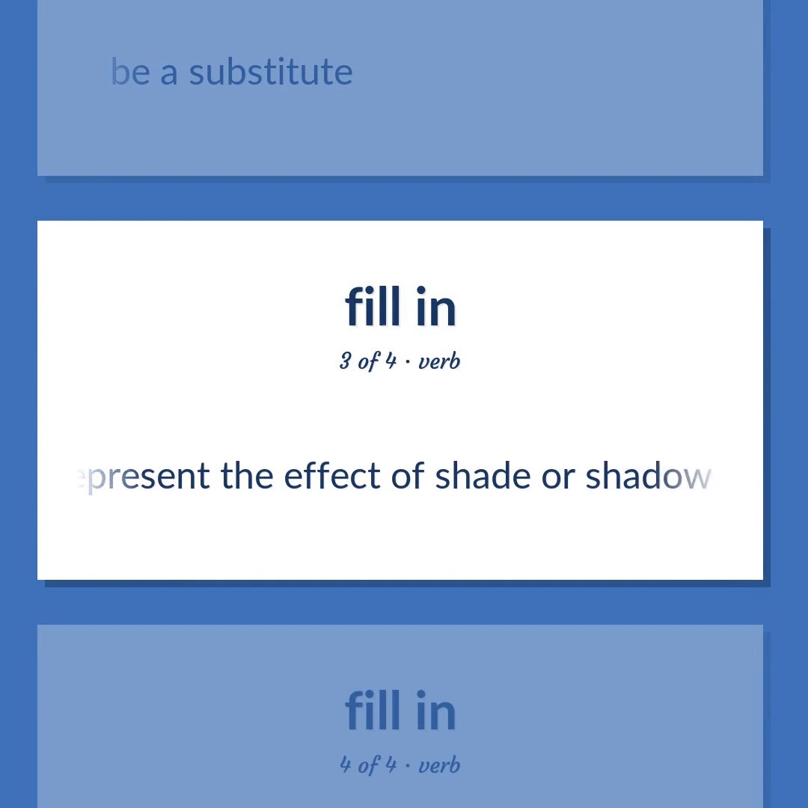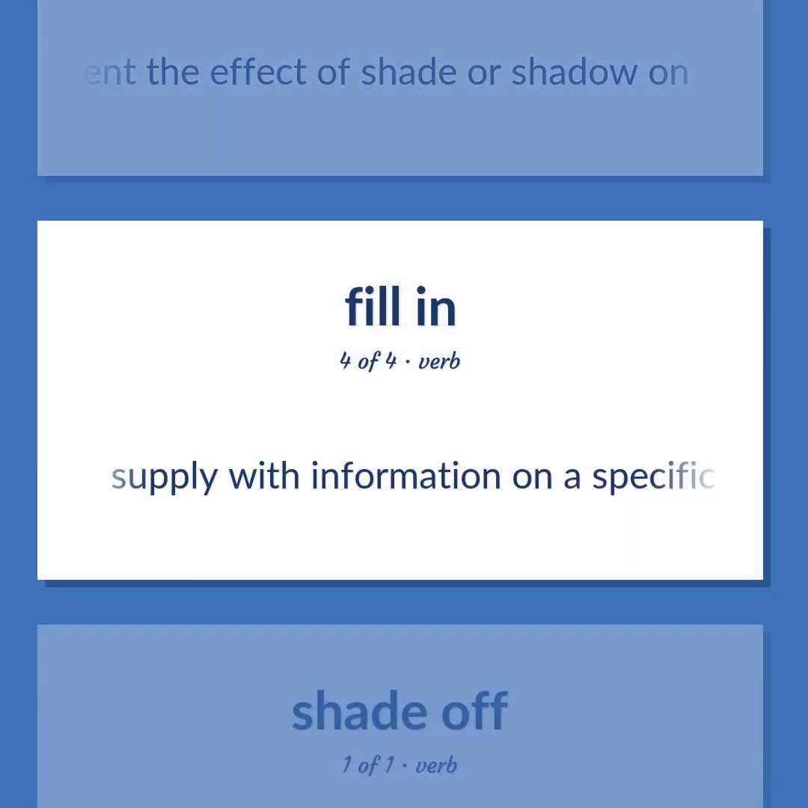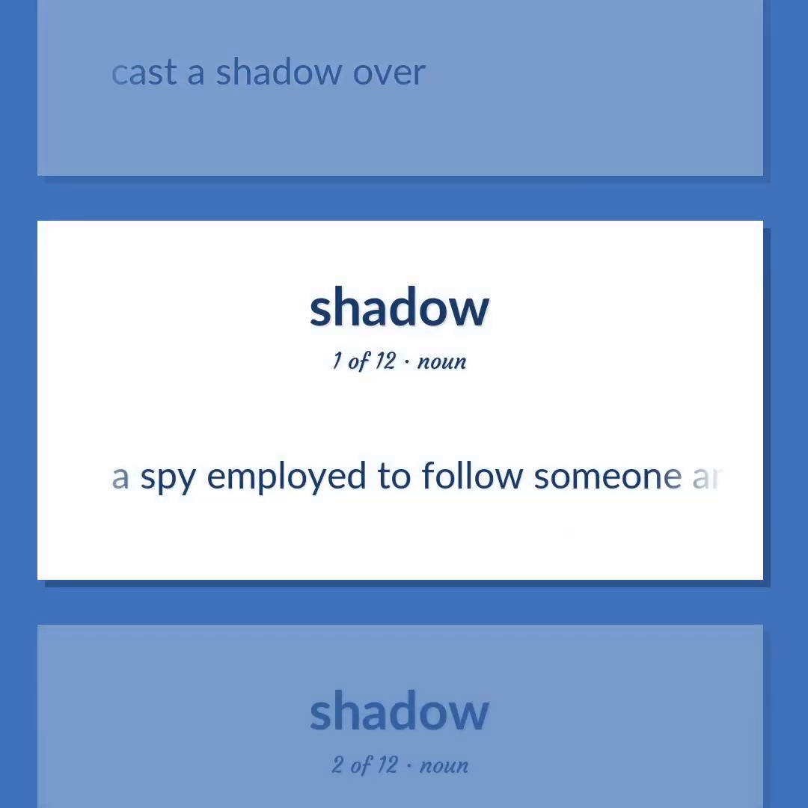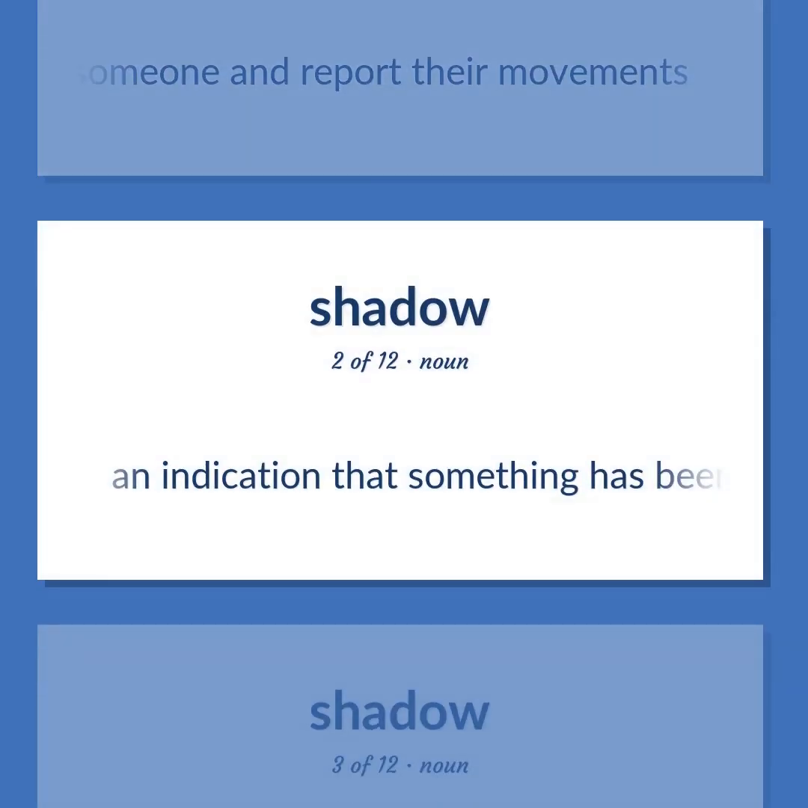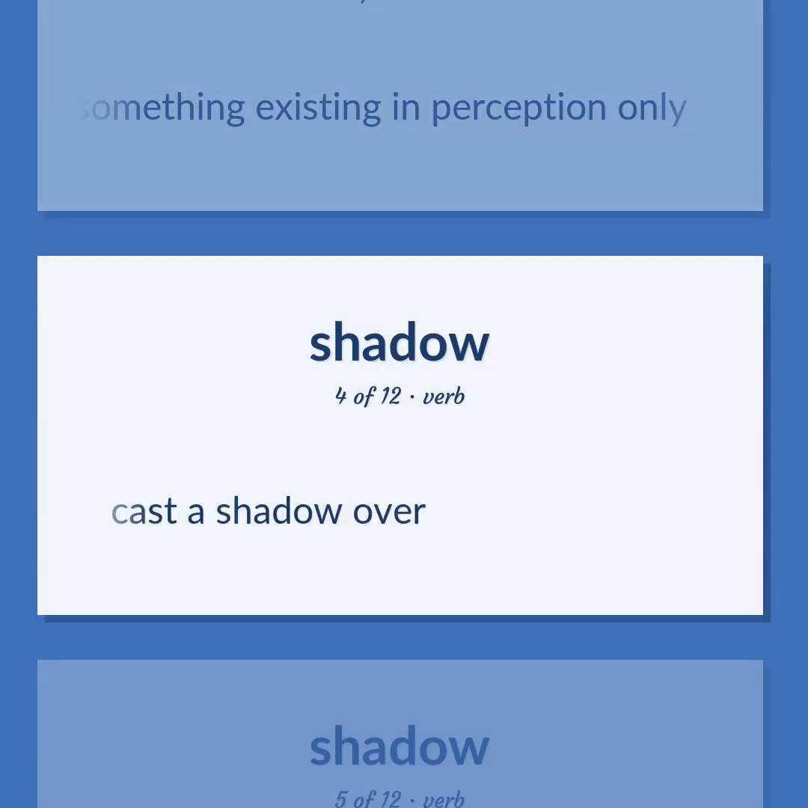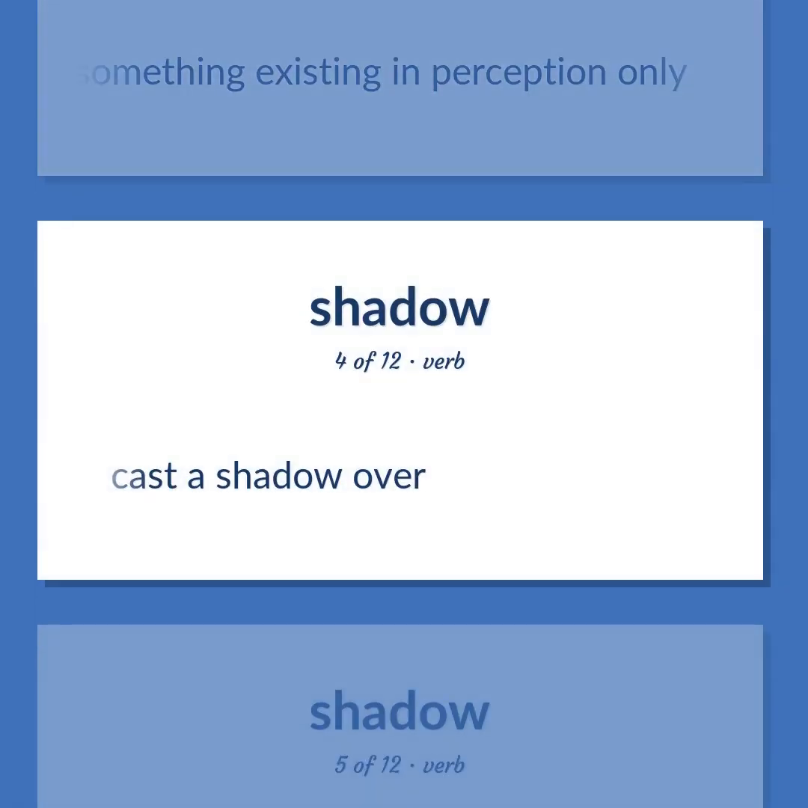Represent the effect of shade or shadow on. Supply with information on a specific topic. Cast a shadow over. A spy employed to follow someone and report their movements. An indication that something has been present. Something existing in perception only. Cast a shadow over.